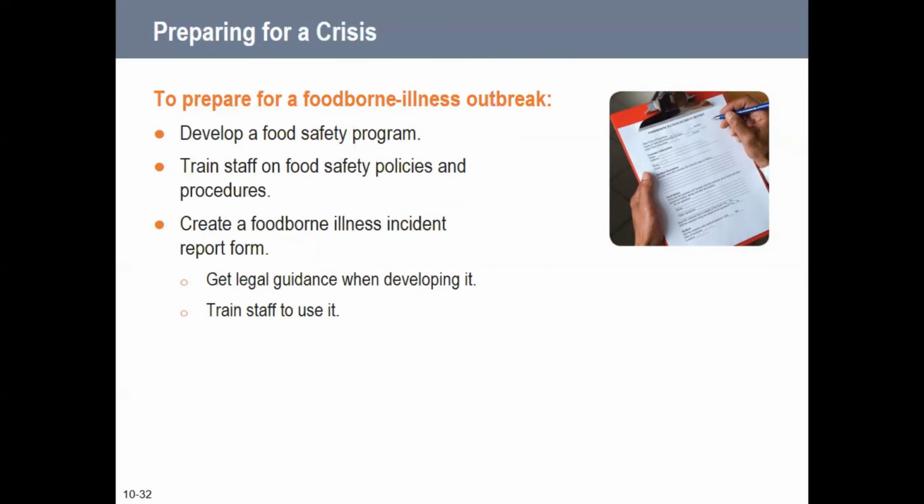So to prepare for a foodborne illness outbreak, first off, we need to make sure we're developing the food safety program with HACCP and everything, and training staff on policies and procedures. We also need to create an illness incident report and train the staff how to use it. It's always good to get some legal advice on developing this, because you want to make sure you know what things should and shouldn't be asked, especially if a foodborne illness results in somebody passing away, or there's a lawsuit or something along those lines. So it's always good to get legal guidance when it comes to developing an incident report for foodborne illness.